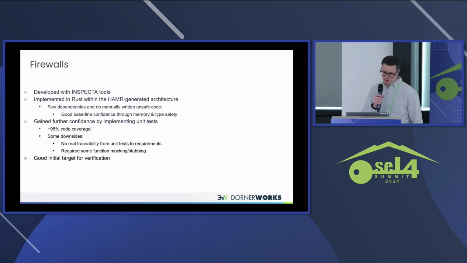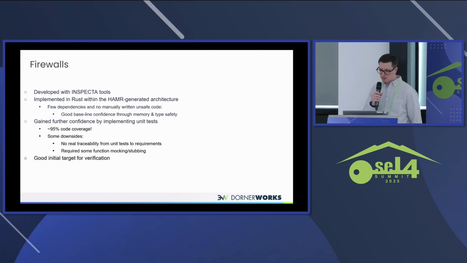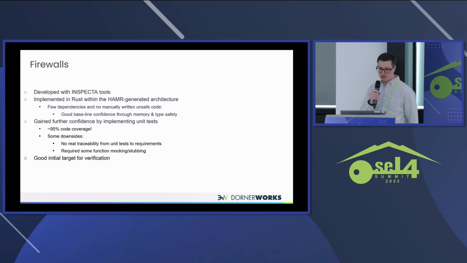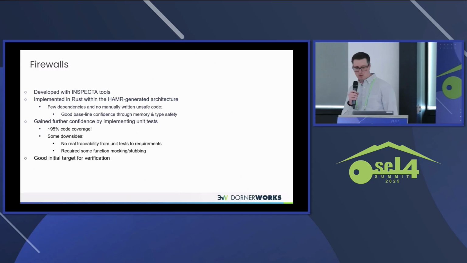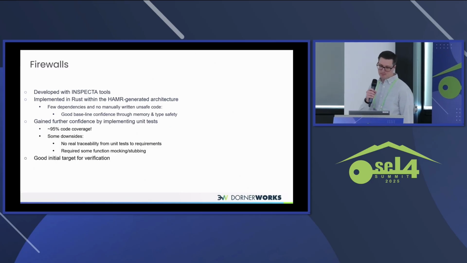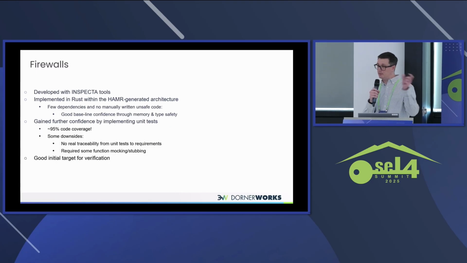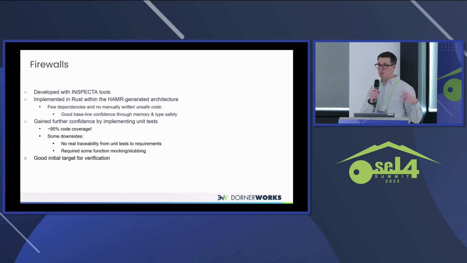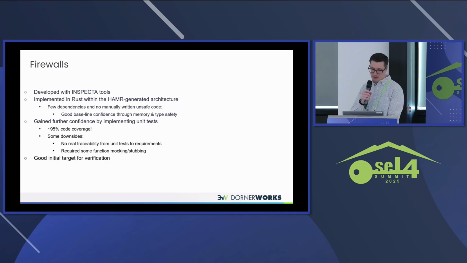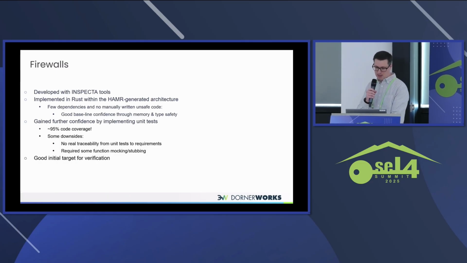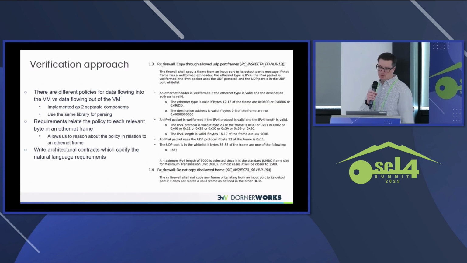And then I also implemented manual unit tests, which gave me about 95% code coverage. Manually implementing them has some downsides. There's no real traceability from the unit tests to the requirements. And then also it required a decent amount of function mocking and stubbing on my interfaces for where I actually get and put data. However, because of all of these things, it was actually a really good initial target for verification.